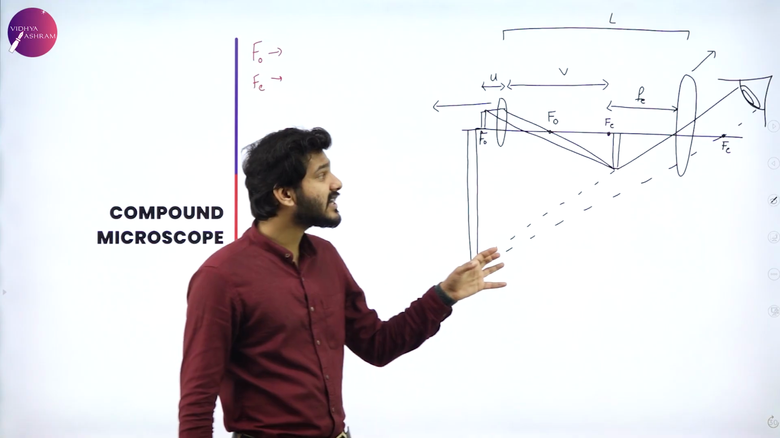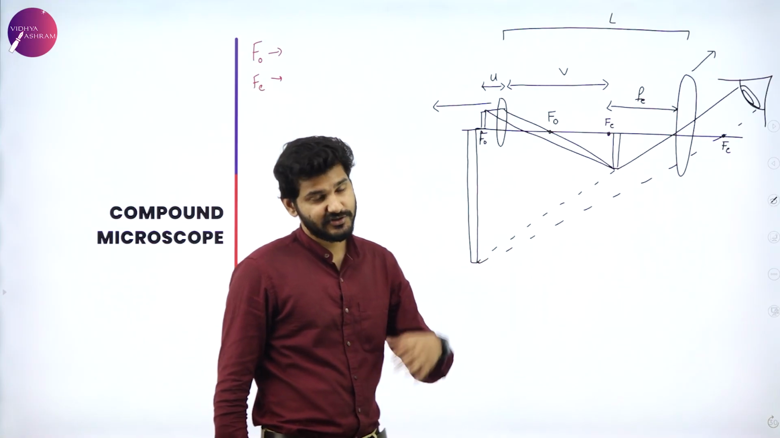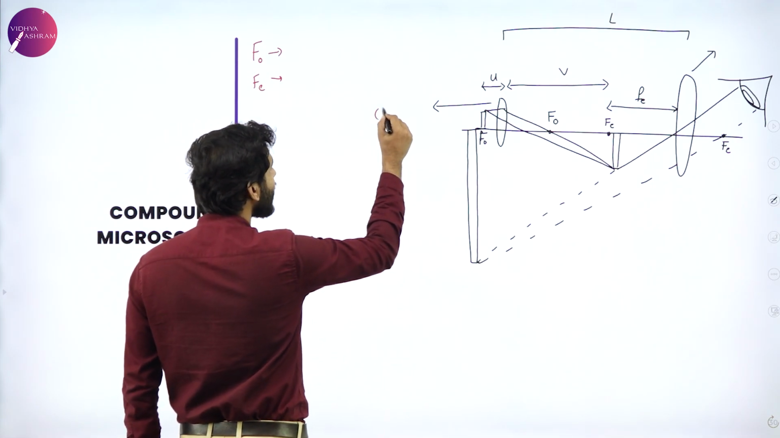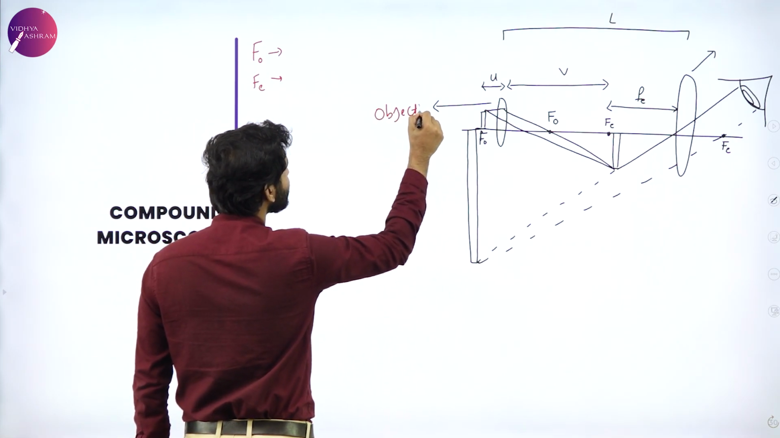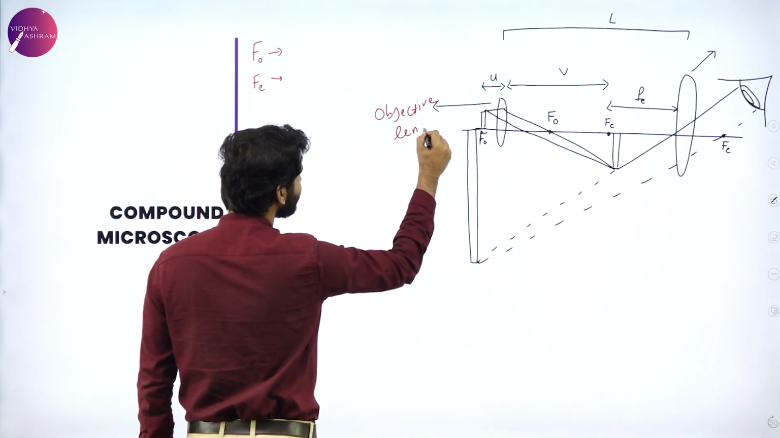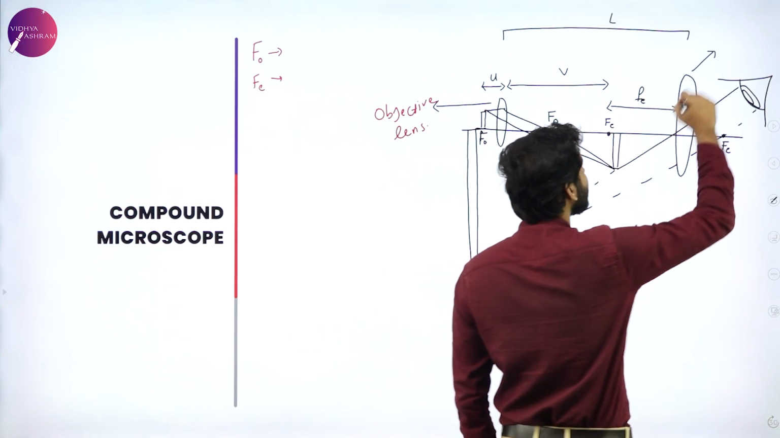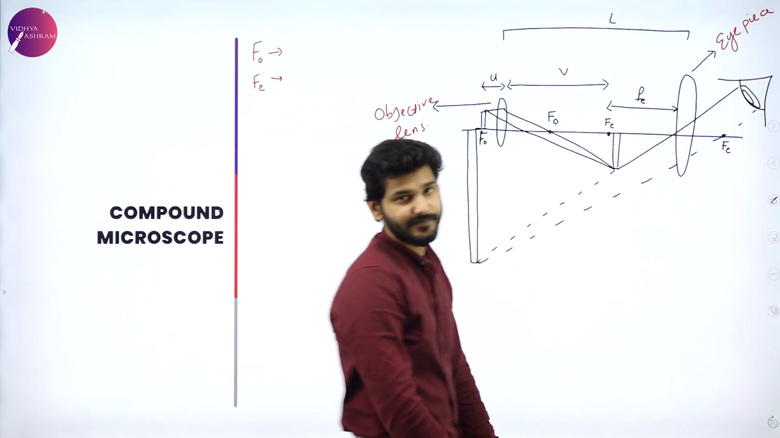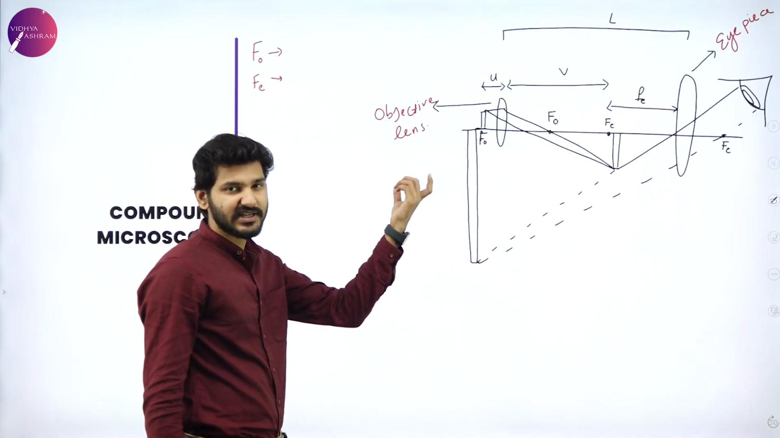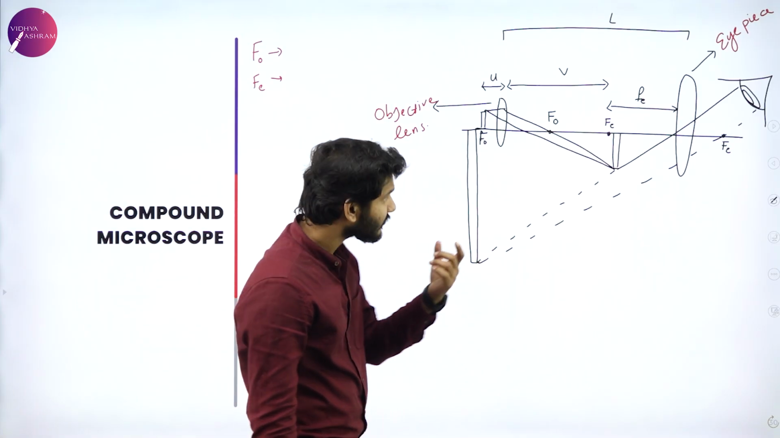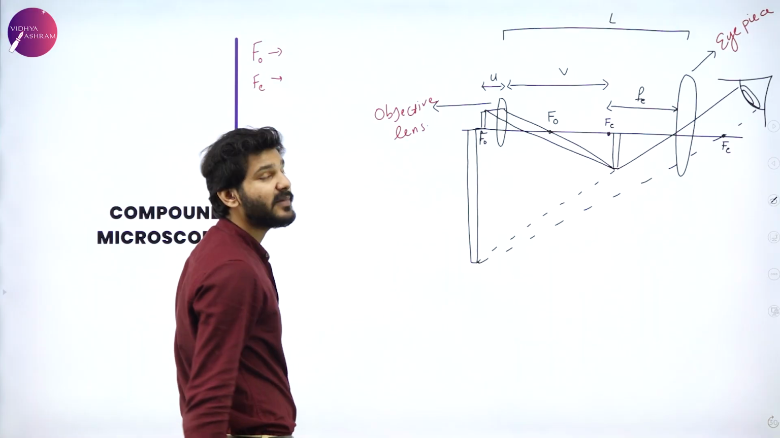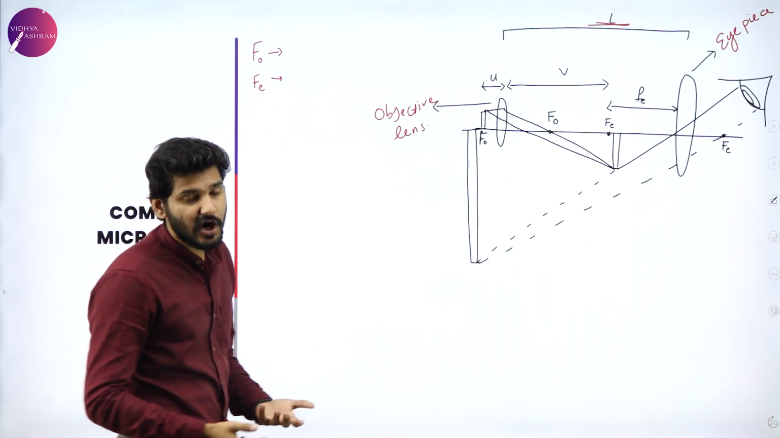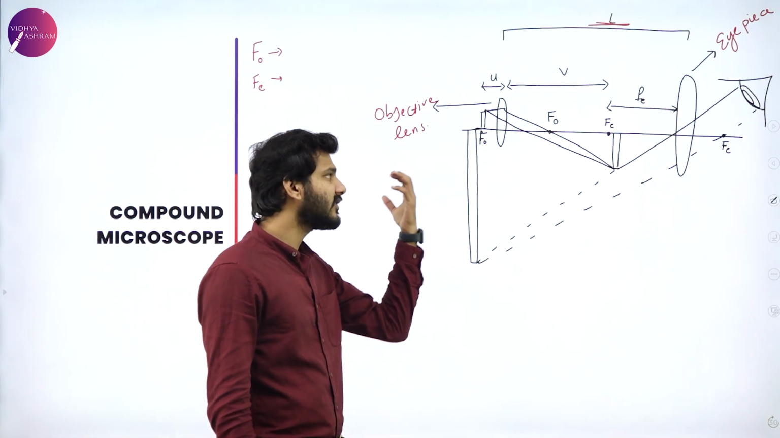So here is the ray diagram for a compound microscope. Here there are two lenses involved. The first lens is known as the objective lens, and this particular lens is known as the eyepiece lens, or simply eyepiece. So there will be an objective lens and an eyepiece lens, and these two lenses will be kept apart at a distance of L. This L can be different according to the different microscopes you are using, but this is the general theory.